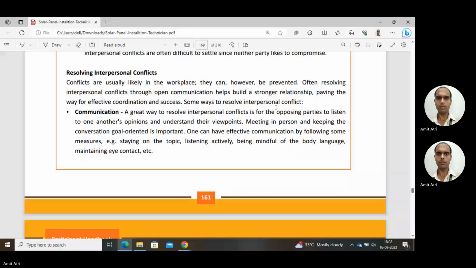One can have effective communication by following some measures like staying on the topic, listening actively, being mindful of body language, and maintaining eye contact. These are some of the methods to resolve conflicts by communication.